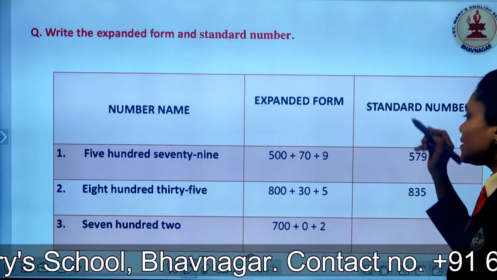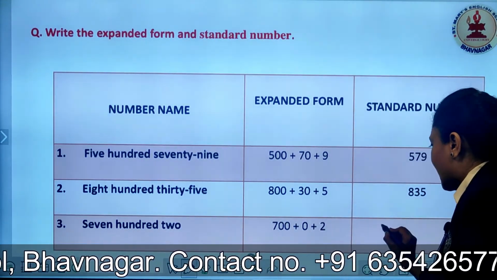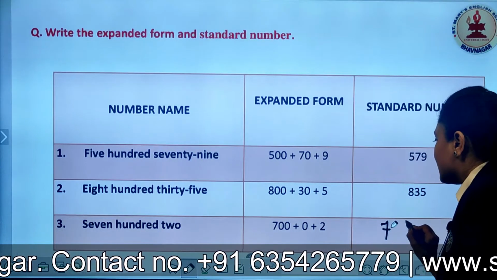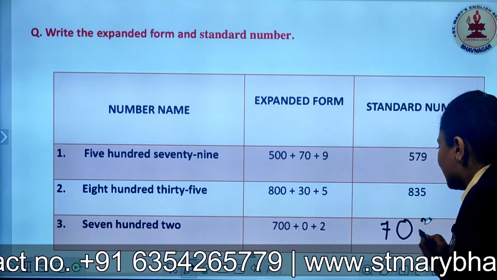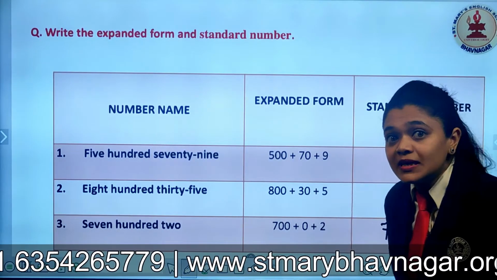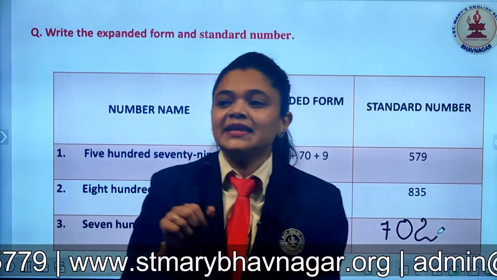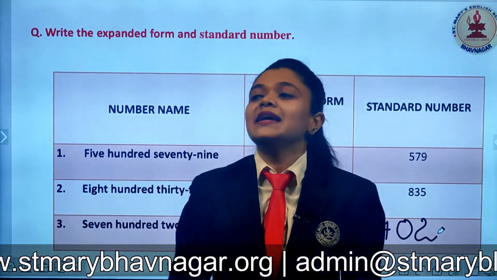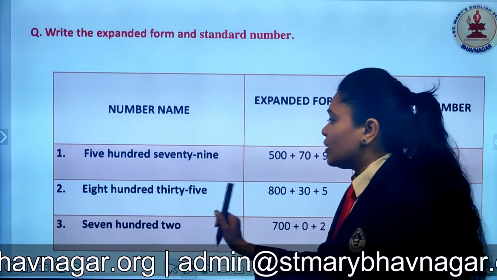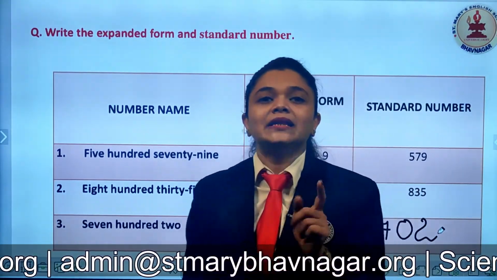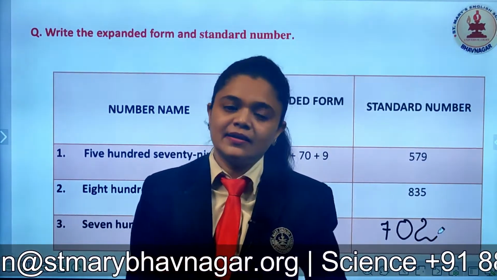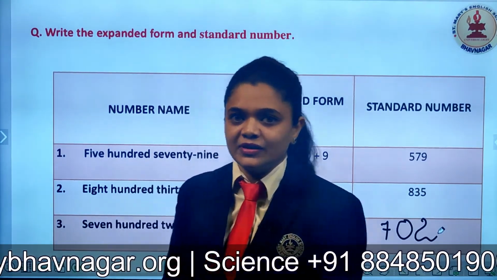So how are we going to write the standard number? We are going to write 7, 0 and 2. Why did we write 0? Can anyone answer me? Yes, Keshav, answer. Yes, we wrote 0 because there was no number at the place of tens. Now students, let us move further.